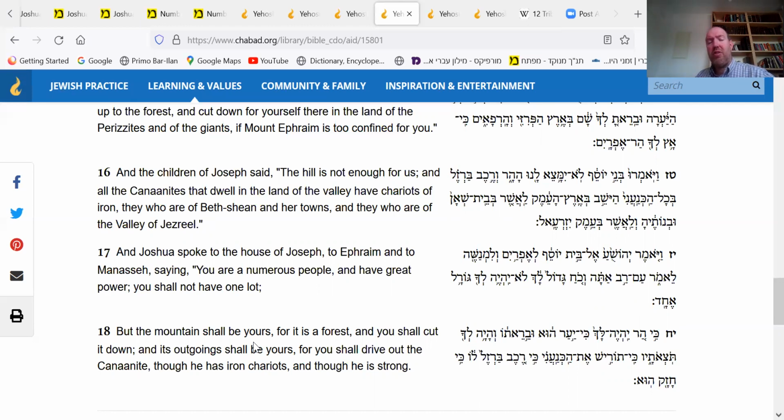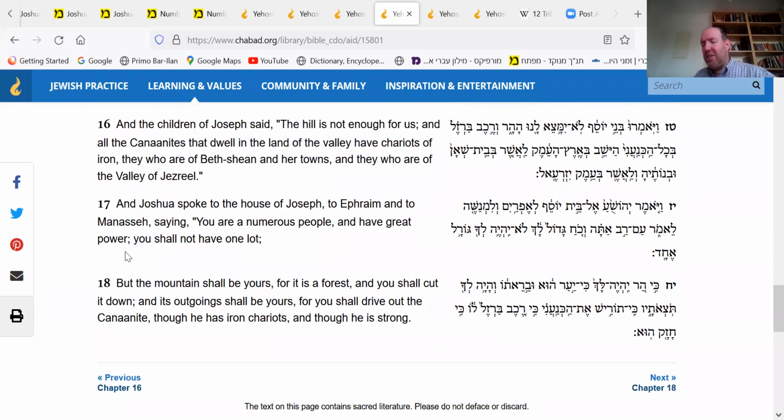You just have to use your power, whether it be to overcome natural difficulties, hurdles, or whether it be enemy hurdles, human challenges of the Canaanites. You can overcome both of them, and you will not be left with one lot, but rather you will also control the mountains, and you will also control the valleys.